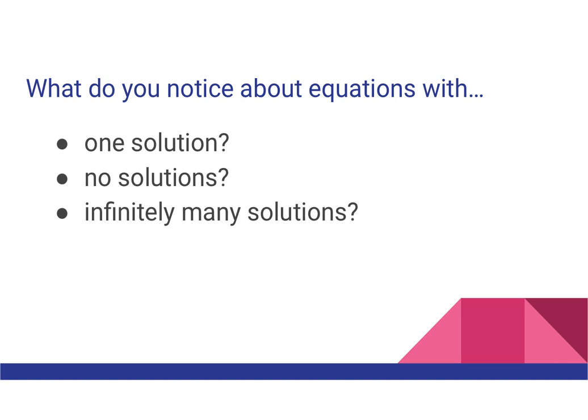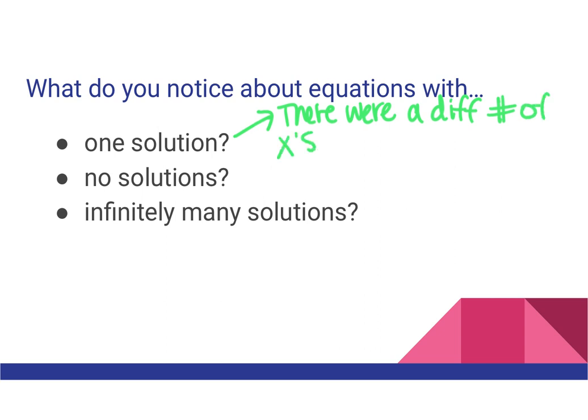So let's do some consolidation. What did you notice about equations that had one solution? If they had one solution, what do we know that was true? Well, there were a different number of x's on both sides. Will it always be x's though? Nope, it won't always be x's. It just means that whatever the coefficient of x is, it is not the same on both sides.